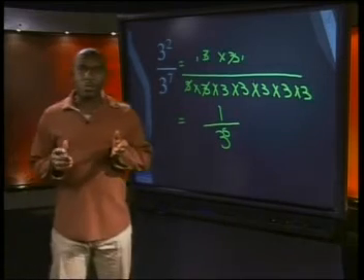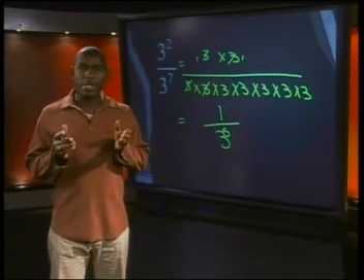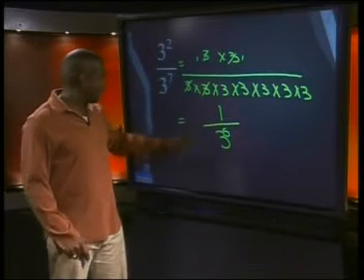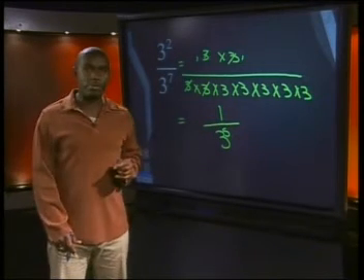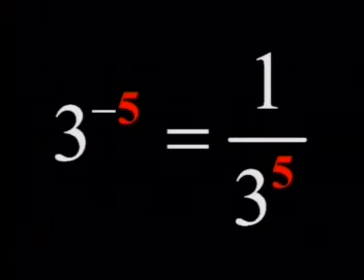The first answer we got was 3 to the negative 5. The second answer we got was 1 divided by 3 to the power of 5. Both must be correct. So, we can say that they are equal.